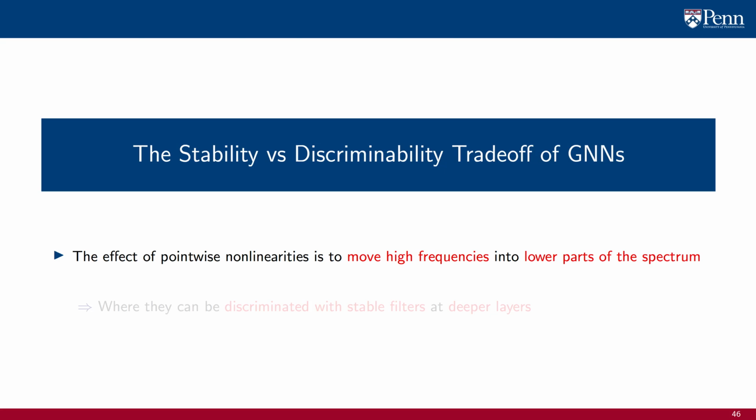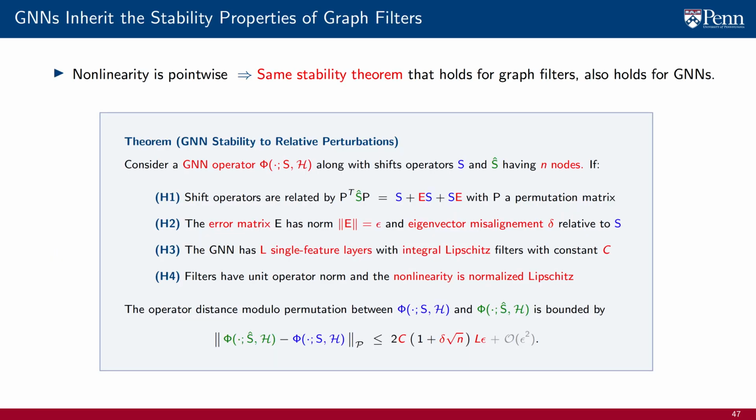We will review here that the reason why GNNs outperform graph filters is that pointwise nonlinearities move high-frequency components into lower parts of the spectrum, where we can use stable filters to discriminate them at deeper layers of the GNN stack. Since the nonlinearity is pointwise, it is impervious to changes in the shift operator.